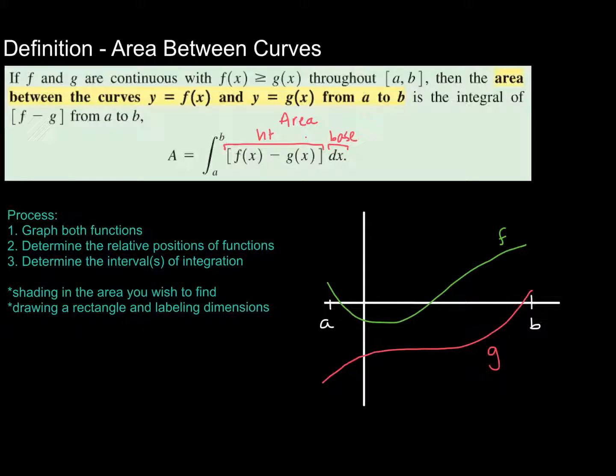All right, here are a couple of helpful tips for going through and finding the area between two curves. The very first thing you want to do is graph both functions, whether it's by hand or with your calculator. You want to make sure you do that so that you can tell the relative positions of the functions. You need to know which one is above the other so you can determine how to compute the height, obviously. So you can see I've done that here.